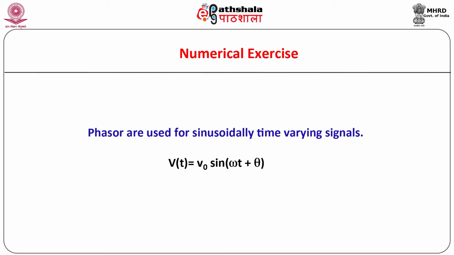According to one of the two main conventions followed while solving electrical circuit problems using phasor notation, V is equal to V0 angle theta is taken to represent the sinusoidal voltage, Vt is equal to V0 sin omega t plus theta, where omega is the angular frequency of the signal. It is to be noted that phasors are simply complex numbers having magnitude and phase.